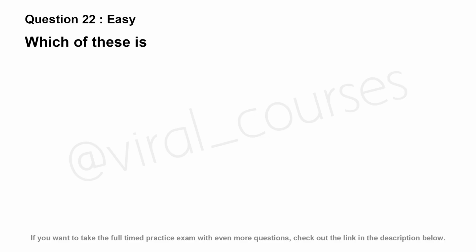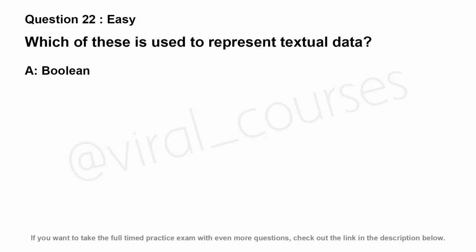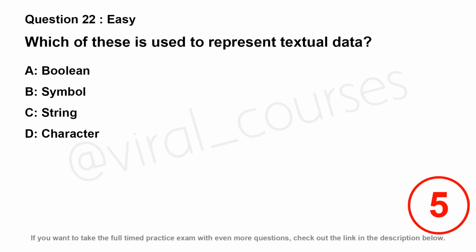Which of these is used to represent textual data? Option A, Boolean. Option B, symbol. Option C, string. Option D, character.